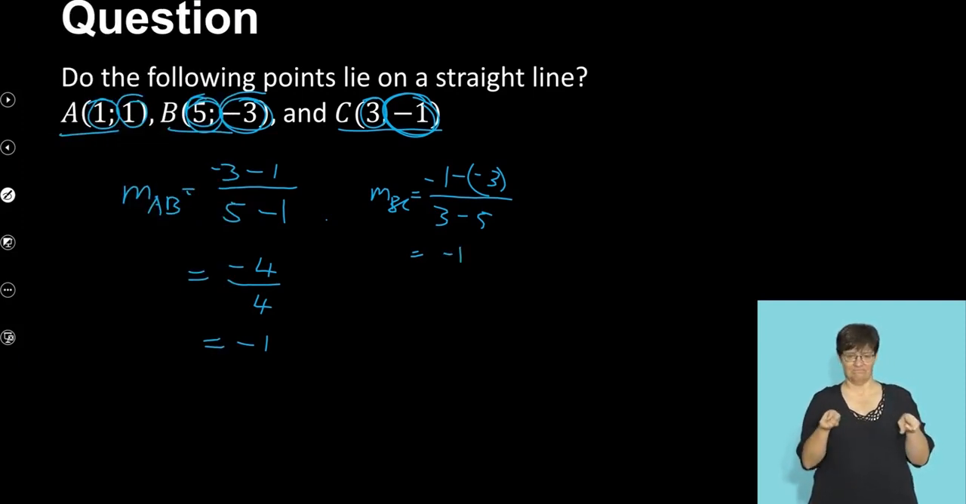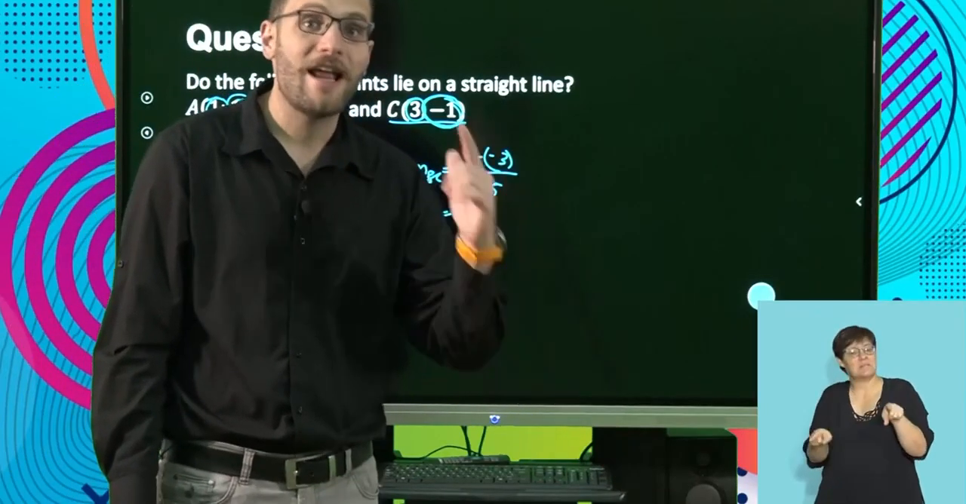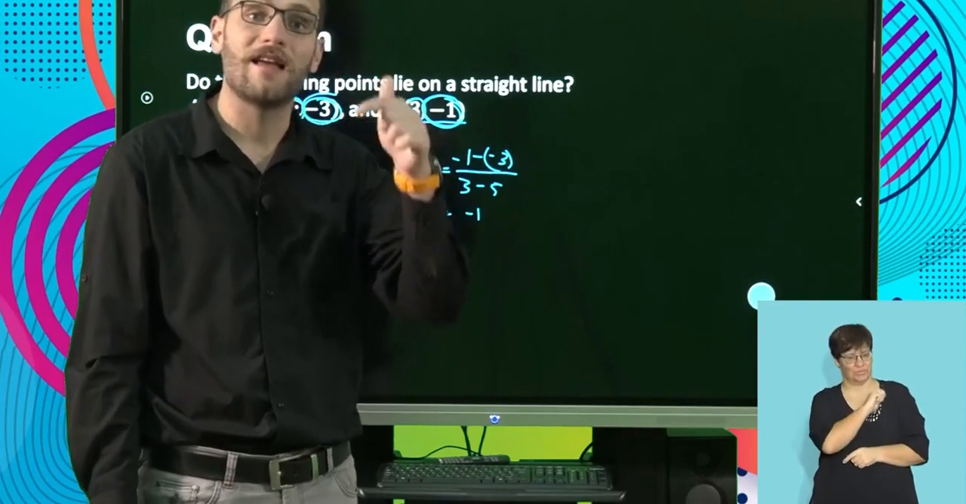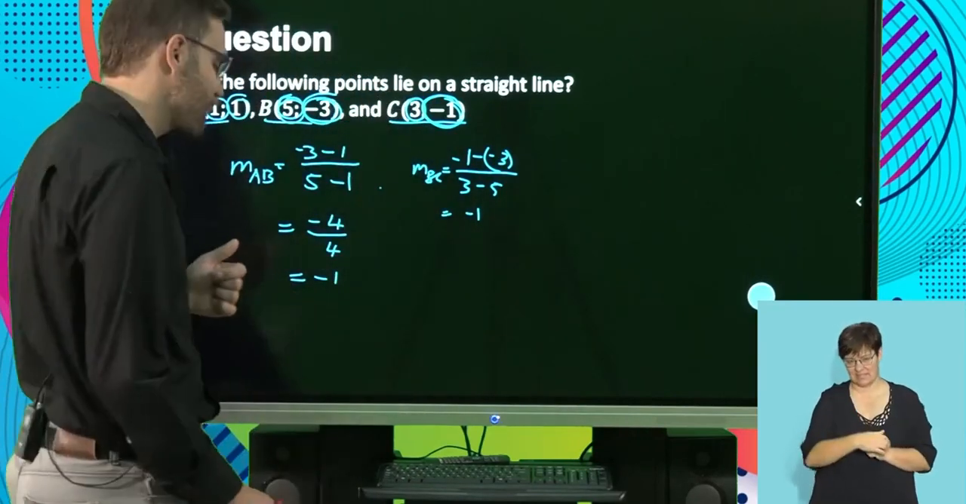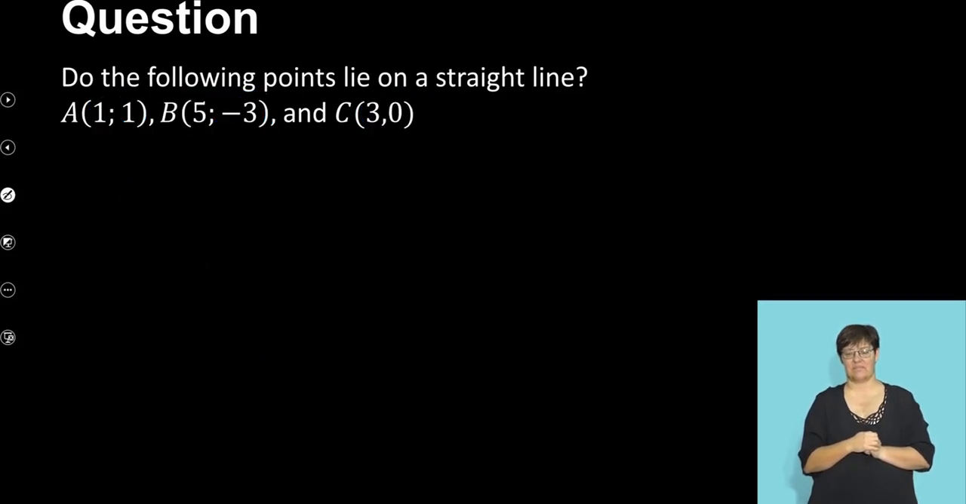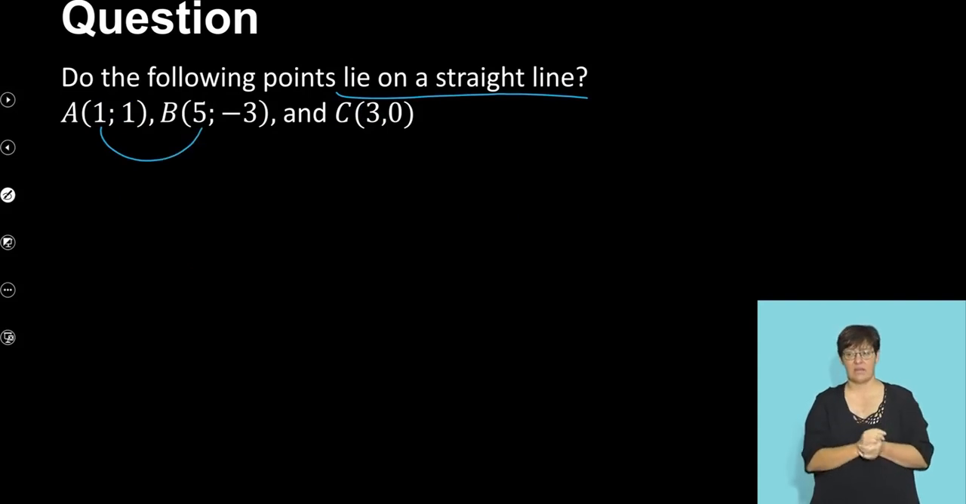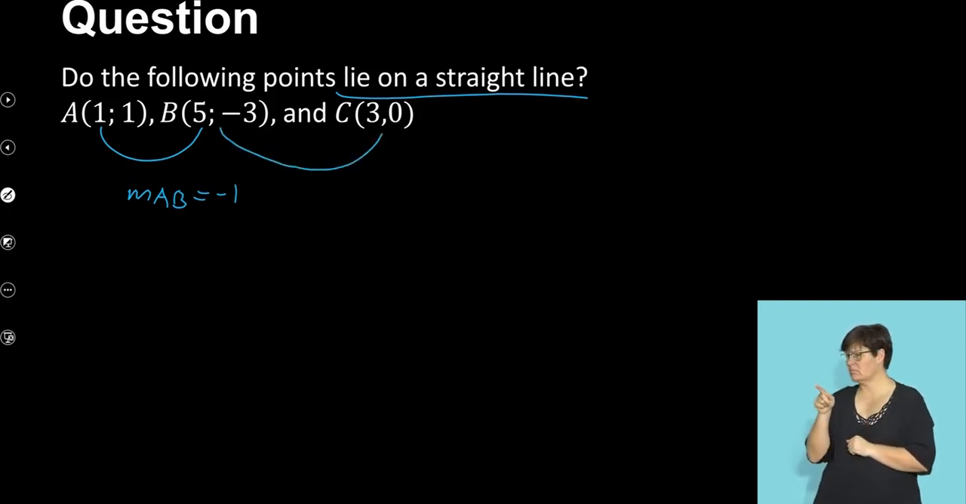And so the steepness on the first section was the same steepness as the second section. And therefore, I can definitely say this is a straight line. Okay, so if they ask us, do the following points lie on a straight line, the gradient of the first 2 points is minus 1. But if I look at the gradient of the next 2 points, let's calculate that.